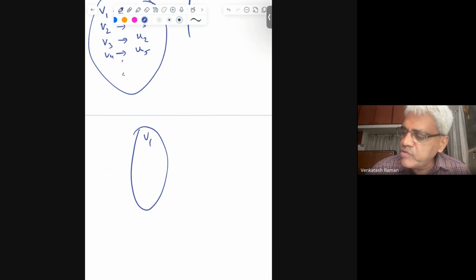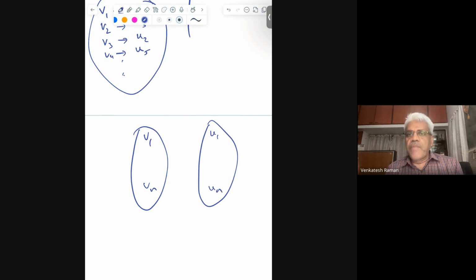So I have V1 to Vn and I have U1 to Un. How many different mappings are there between these two vertex sets? Bijective mappings, right? Well, V1 has n choices.